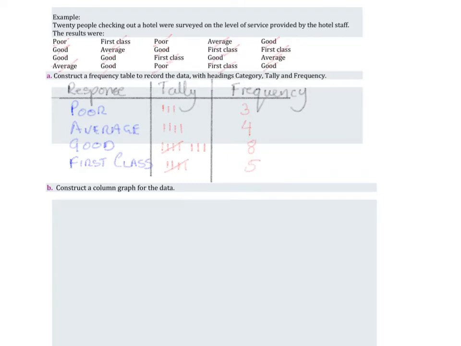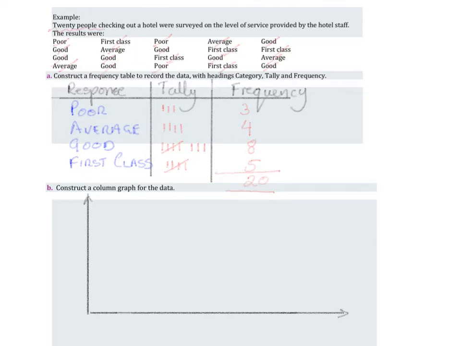Now we knew that there were 20 people. Does my frequency total to 20? Let's have a look. 3 and 4 is 7, and 8 is 15, and 5 is 20. So I can see there that I have counted every single response.